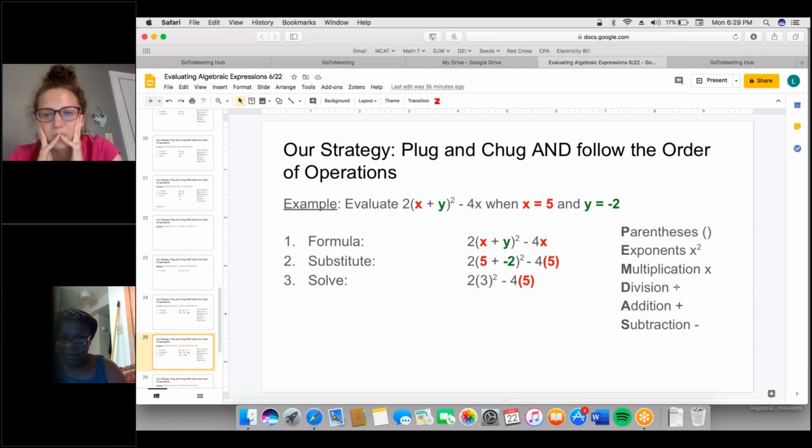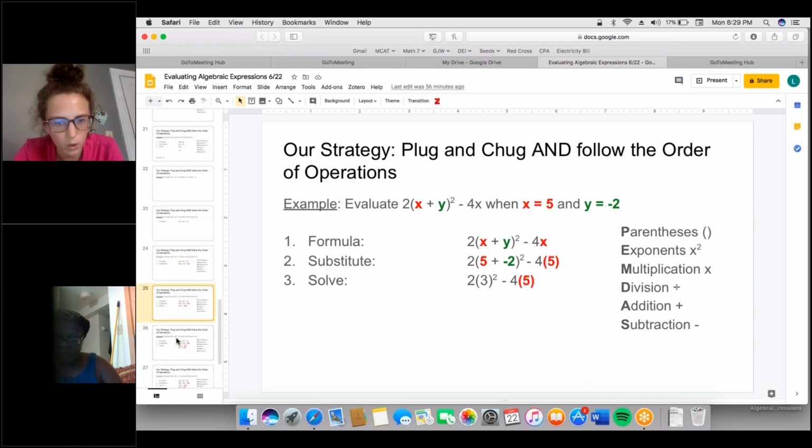What comes right after parentheses? Exponents. And is there any exponent in here? Yes. Right, there's that one up there. And exponents, when it's a square, just mean the number times itself. So 3 squared is 3 times 3. That would be 9. So it would be 9 times 2. Perfect. So now I can just rewrite that problem as 9 times 2.